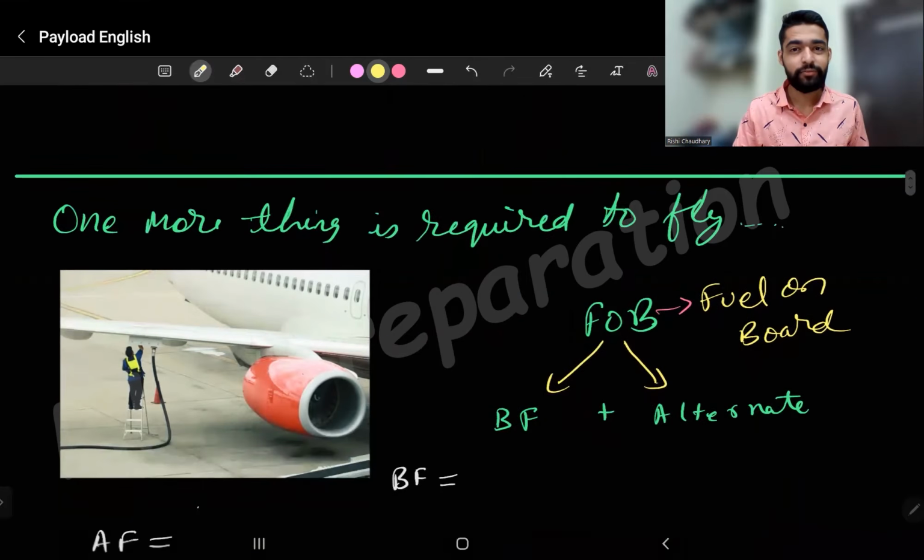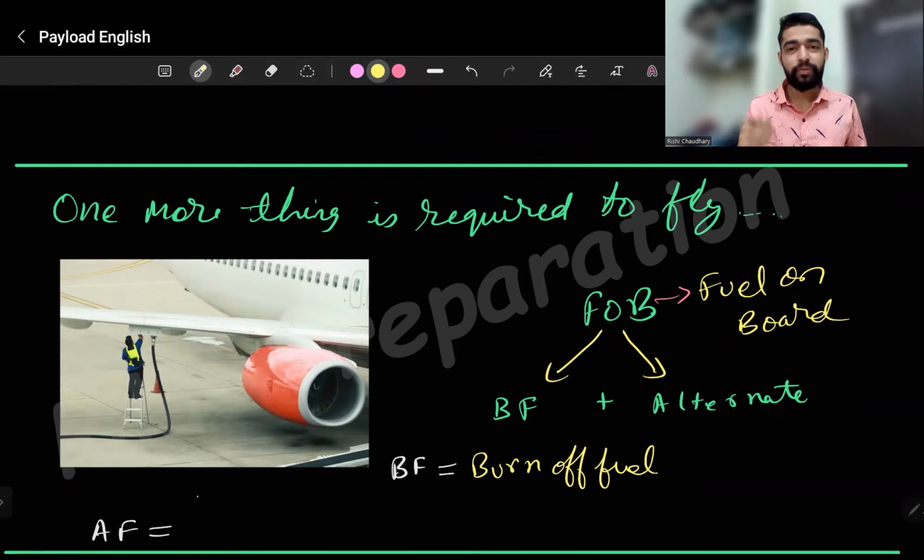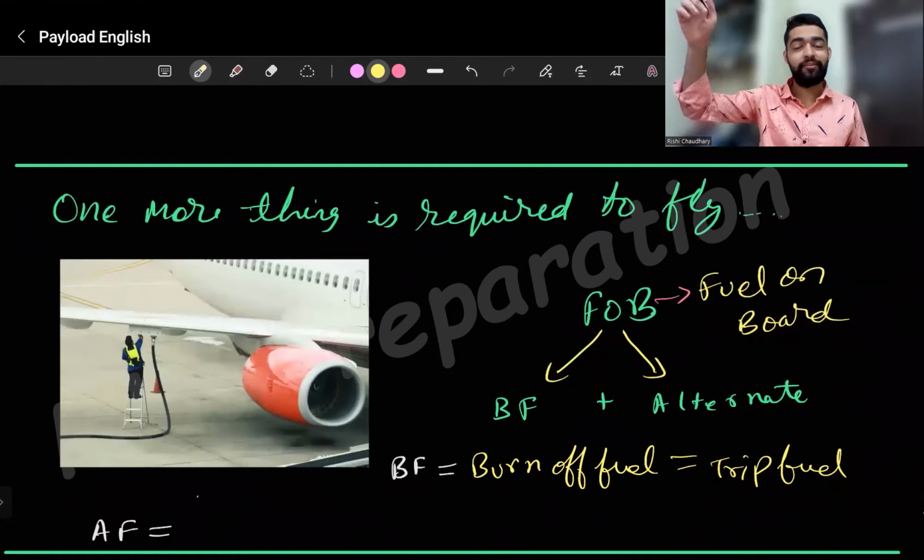First is BF, not your best friends. It consists of burn off of fuel. So BFF, best friends forever, or burn off fuel. It is also called trip fuel. You can guess by the terms itself what type of fuel it must be. It is the fuel which is consumed in the air. When the aircraft is flying from one place to another, the energy which gets consumed, or the fuel which gets consumed by the aircraft, is called trip fuel or burn off fuel, because that will be getting burned.